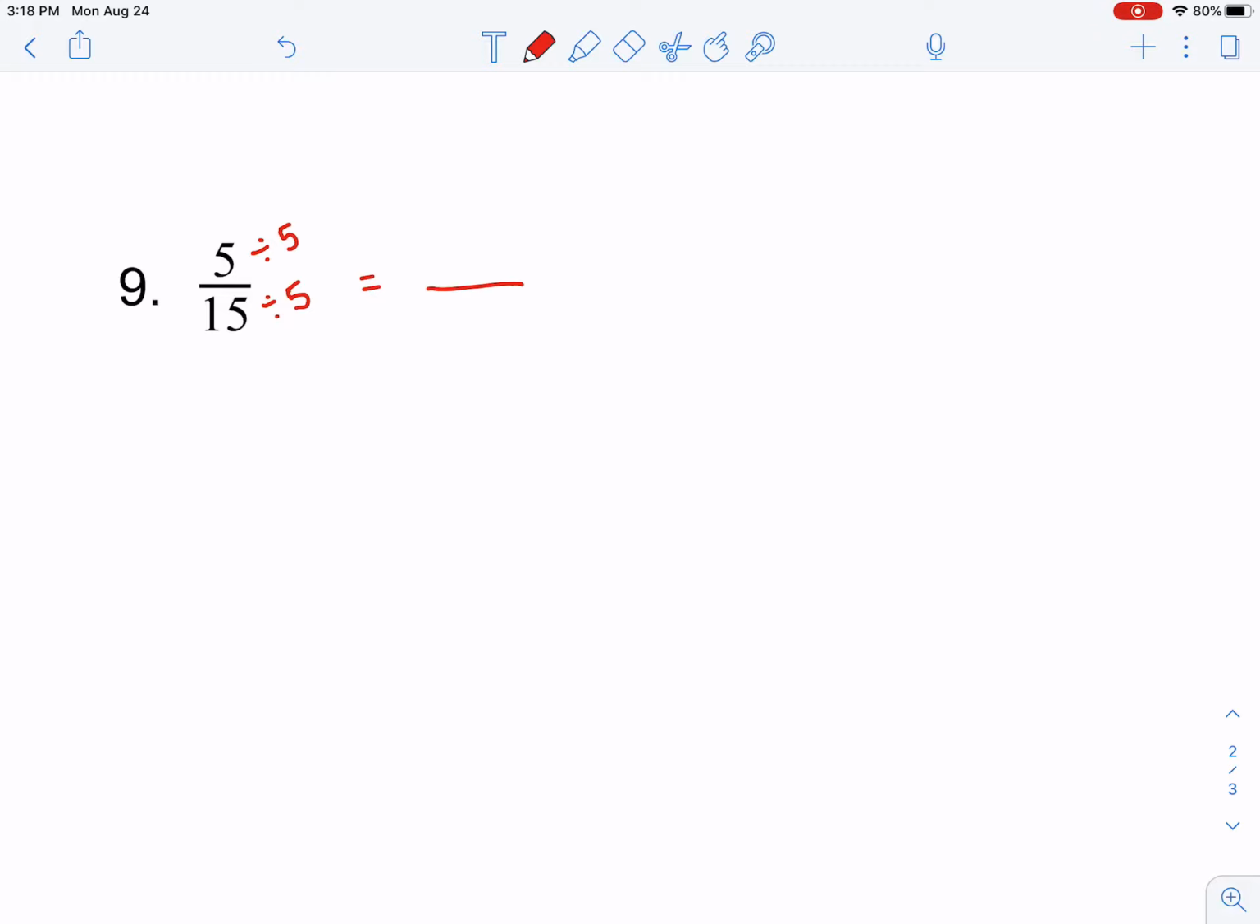5 divided by 5 is 1. 15 divided by 5, so let's think about how many times 5 can go into 15. That's 3 times. And then we can't reduce this any further because we don't have the same factor in 1 or 3. So it's going to be 1/3.